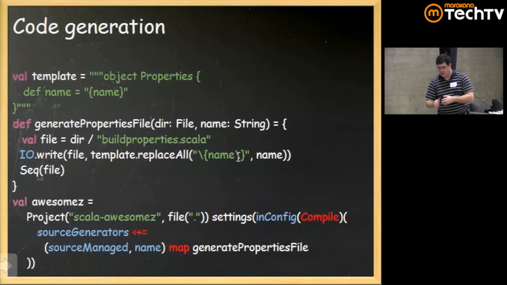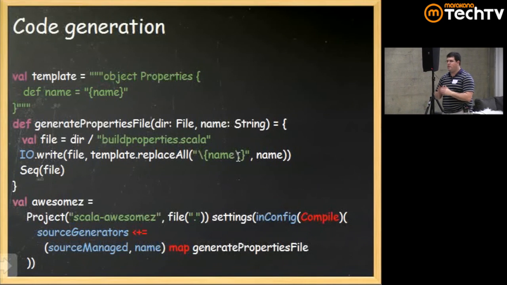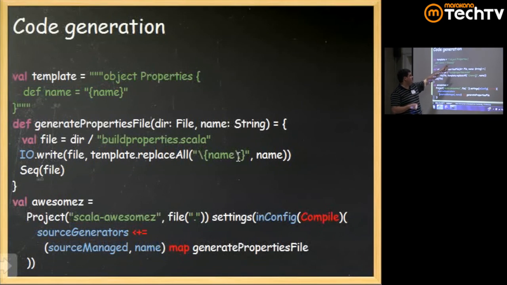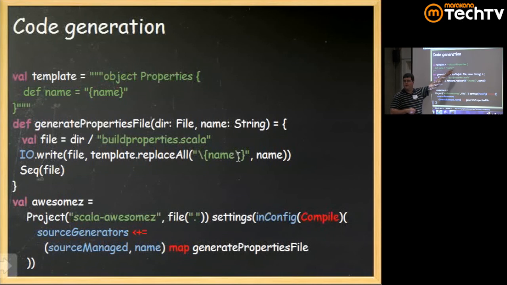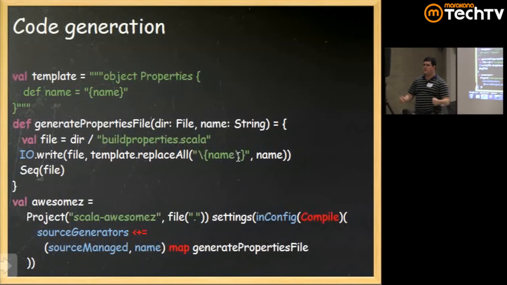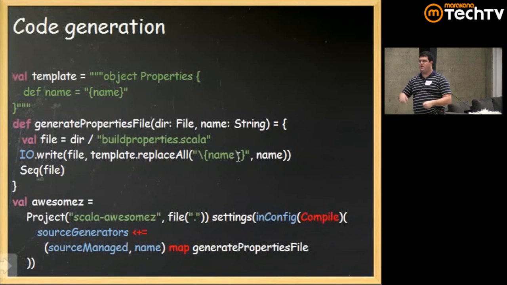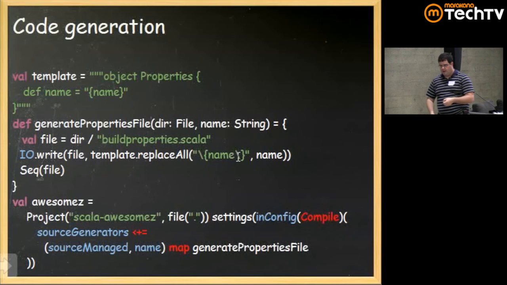Right. All right, so let's say I want to generate some code, and I want it to be included in compilation. Code generation is fun. There's always times where you have to generate a little bit of code, and it's handy. In this case, I define a template of object properties, def name, and then name. So let's say I want a Scala properties object that I can put values into at build time and then rely on them in my build instead of using a properties file. I want it statically enforced.